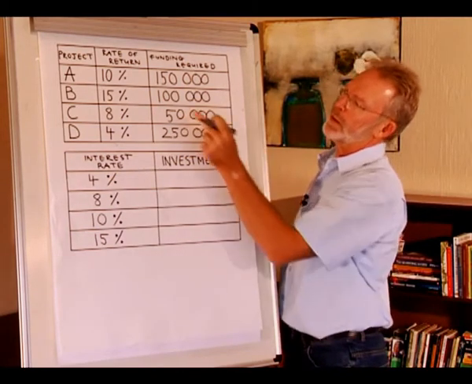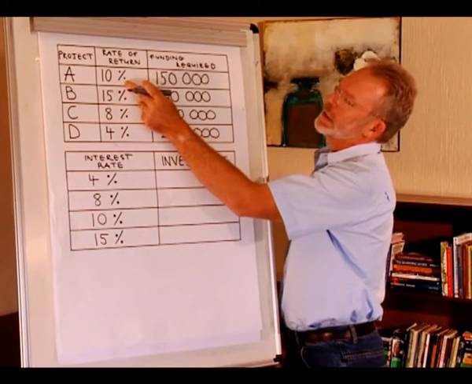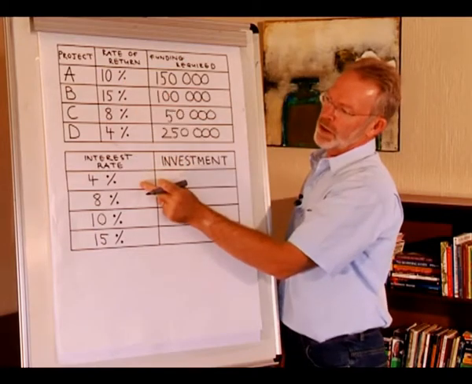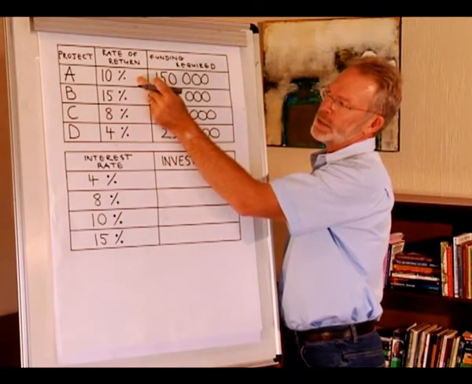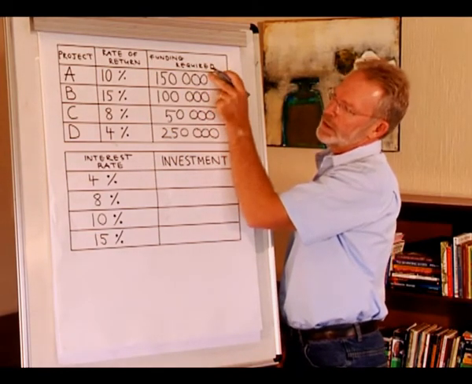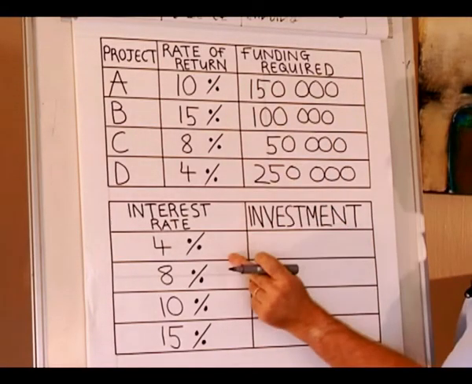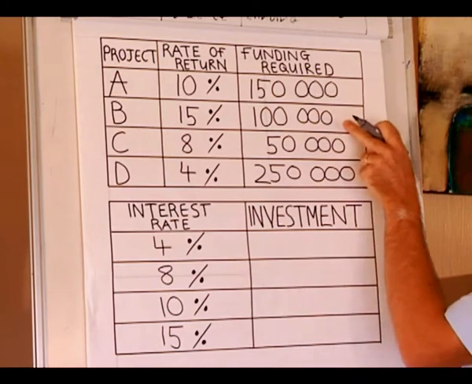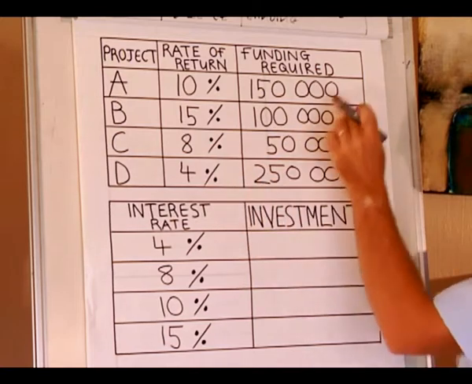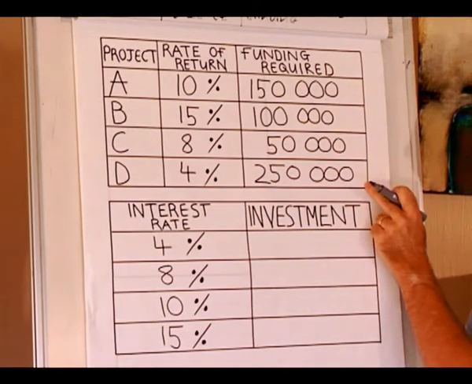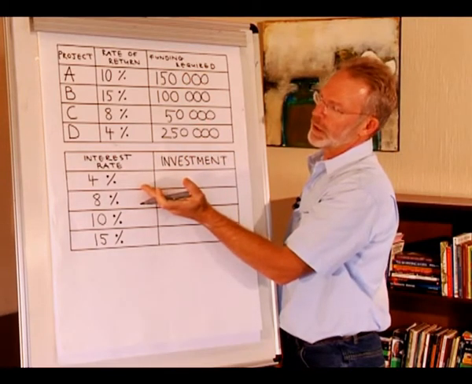For example, project A, expected rate of return is 10%. It costs you only 4% to borrow the funds, but the rate of return is 10%. So this project is viable. Project B, rate of return is 15%, costs us 4%, so project B is also viable. We can do the same with projects C and D, and we'll see that all the projects are viable. The expected rate of return is more than the interest rate, the cost of borrowing.